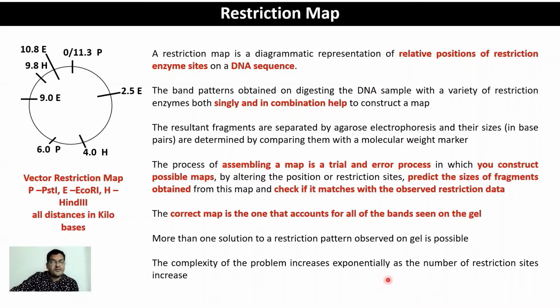I'll give you a simple question first, and then we'll make it a little more complex by adding an extra restriction enzyme. And that should give you the idea of how a restriction map is made based on the banding patterns observed on gel on digestion with single or combination of enzymes that you're looking for. So before going into the complexities, let's observe some of the basic rules in restriction mapping.